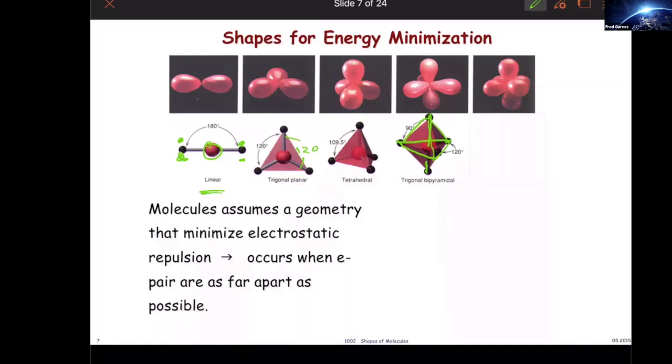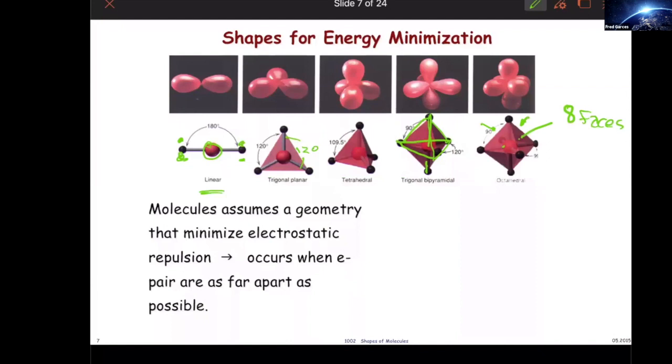Then if we have 2, 4, 6, 8, 10, 12 electrons, then we have something called the octahedral geometry. The name octahedral comes from the fact that there are 8 faces in this particular geometry: 1, 2, 3, 4 on the top and 4 on the bottom. That's why it's called octahedral.